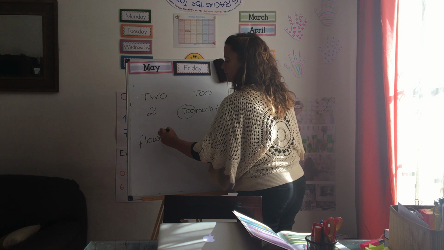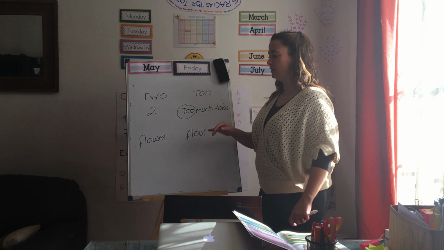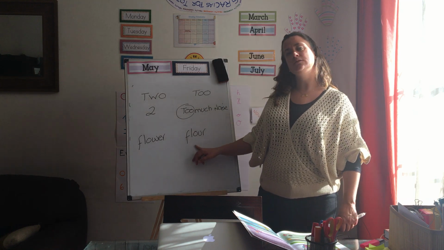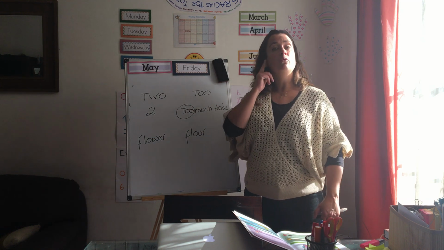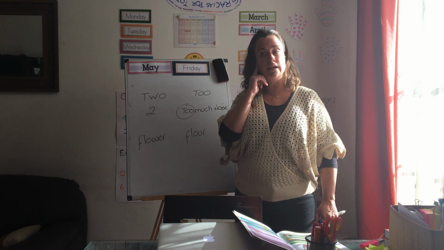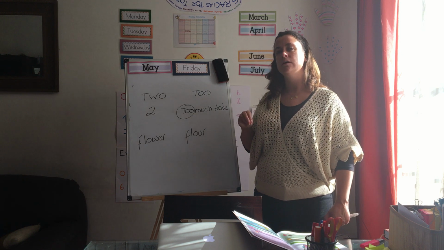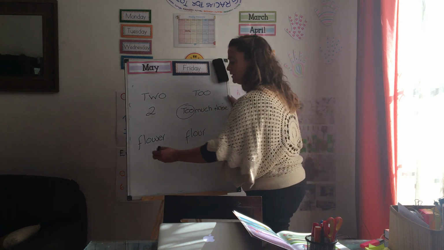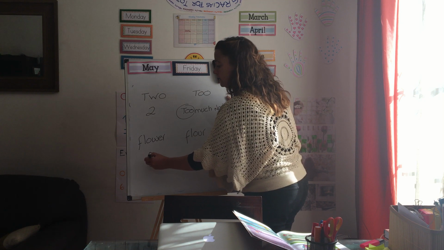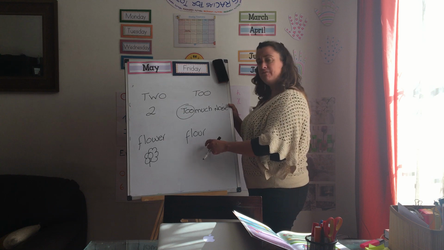Flower and flower. Two words, we write them differently. We pronounce them the same. We say them exactly the same, but they have different meanings. Flower, exactly. A flower. And flour.